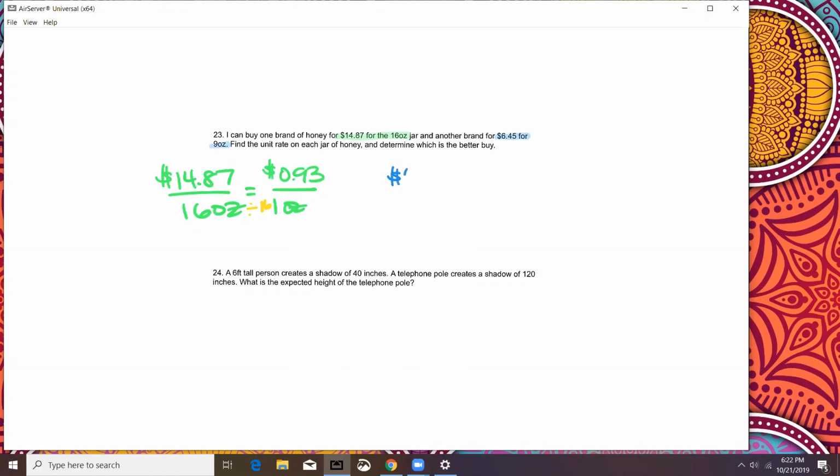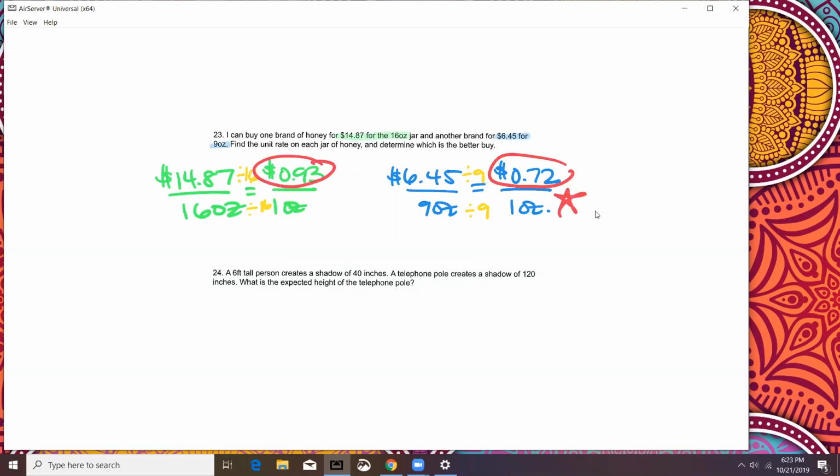The other option is $6.45 for 9 ounces. Again, if we want the unit rate, we want to find out how much it costs for 1 ounce. So we take $6.45 and divide it by 9, and we get about 72 cents per ounce. I'm dividing the top by 9, and I should have written here that I divided the top by 16. Once you look at this, you can see that because 72 cents is cheaper than 93 cents, this is the better buy. So the $6.45 option would be the better buy. Pamela, did that help you?